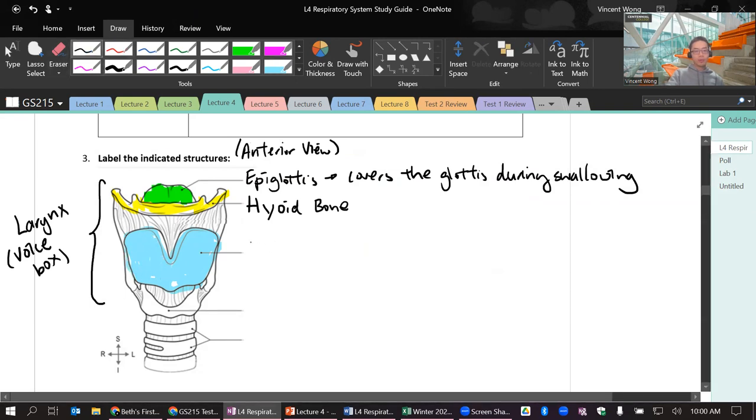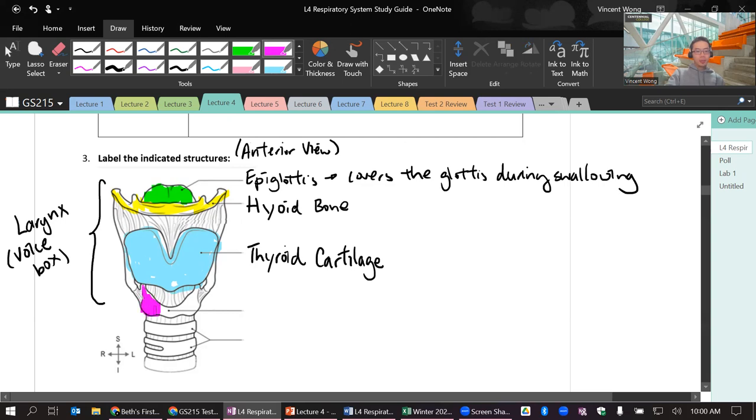That is called a thyroid cartilage. Okay. So cartilage are more flexible than bone, right? Like your ear and nose is made up of cartilage. They have some flexibility to it. And that protects the majority of the larynx. And for men, this is more prominent. And that's why men have the so-called Adam's apple, right?